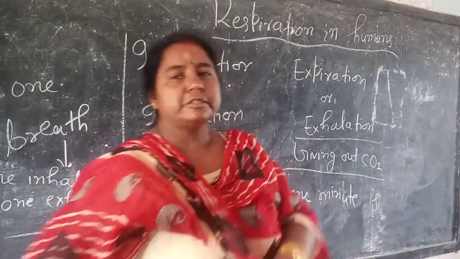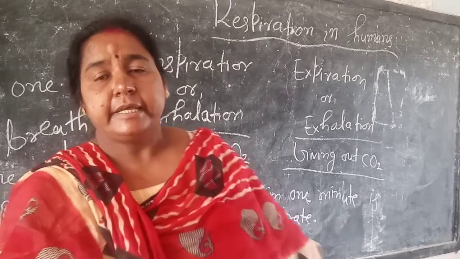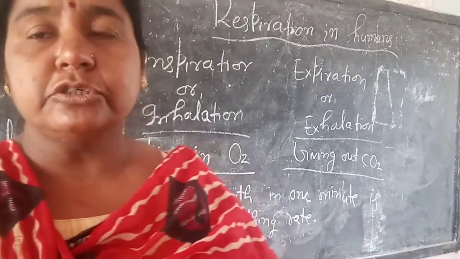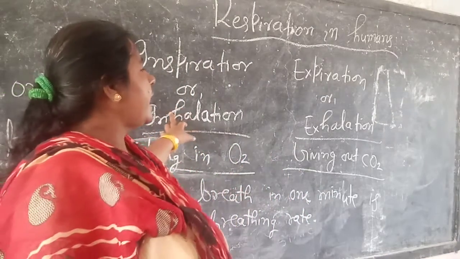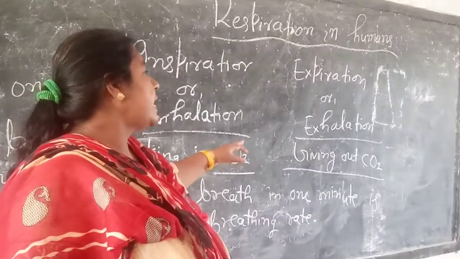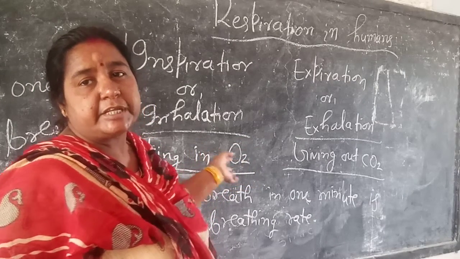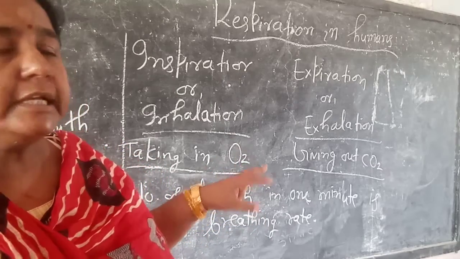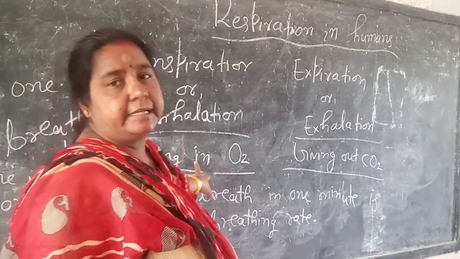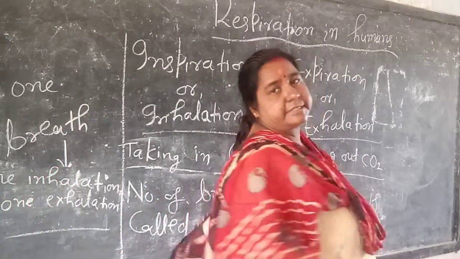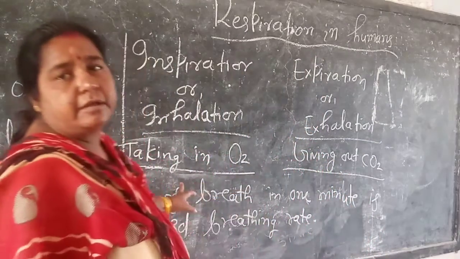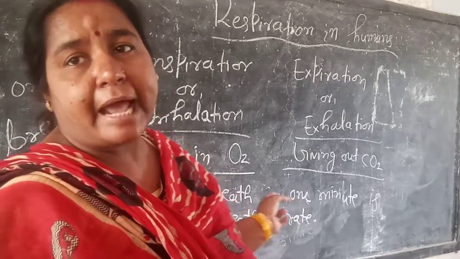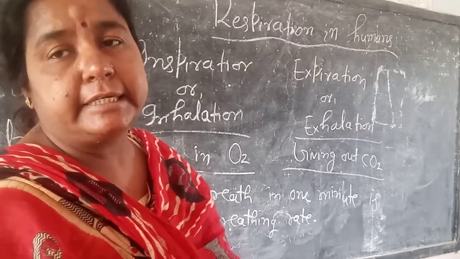Now there are two processes that take place in respiration, that is inhalation, also called inspiration, and exhalation, that is expiration. Now respiration is external and internal also. In external, oxygen is taken in and carbon dioxide is given out. But in internal, what is done? The glucose reacts with oxygen to give carbon dioxide, water and energy.